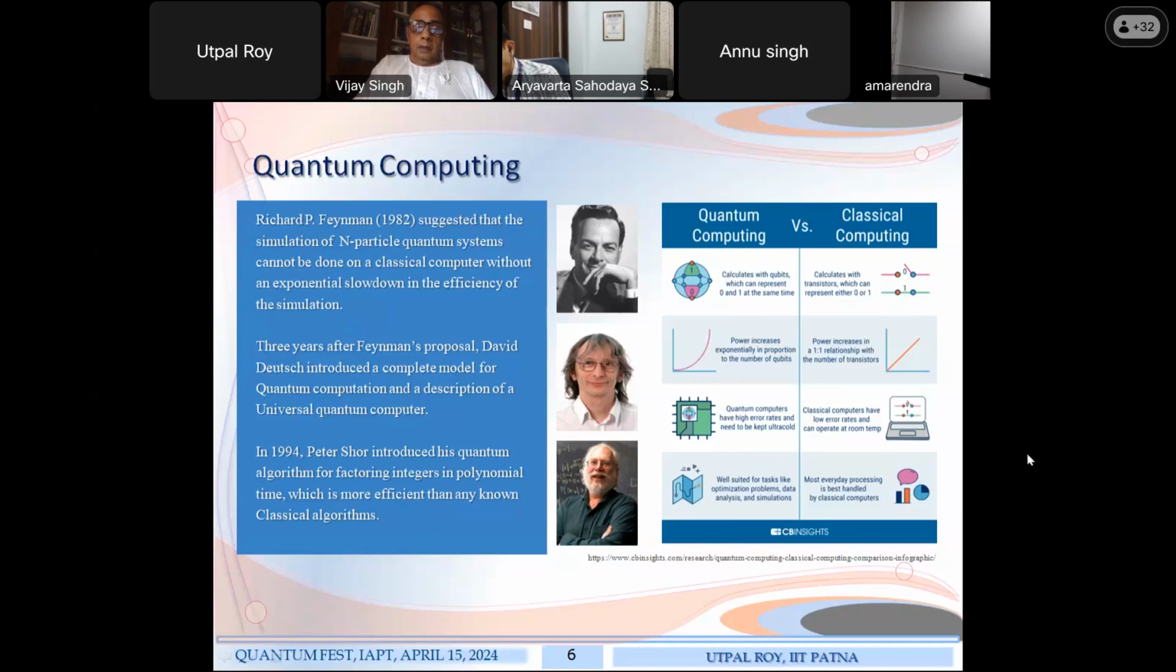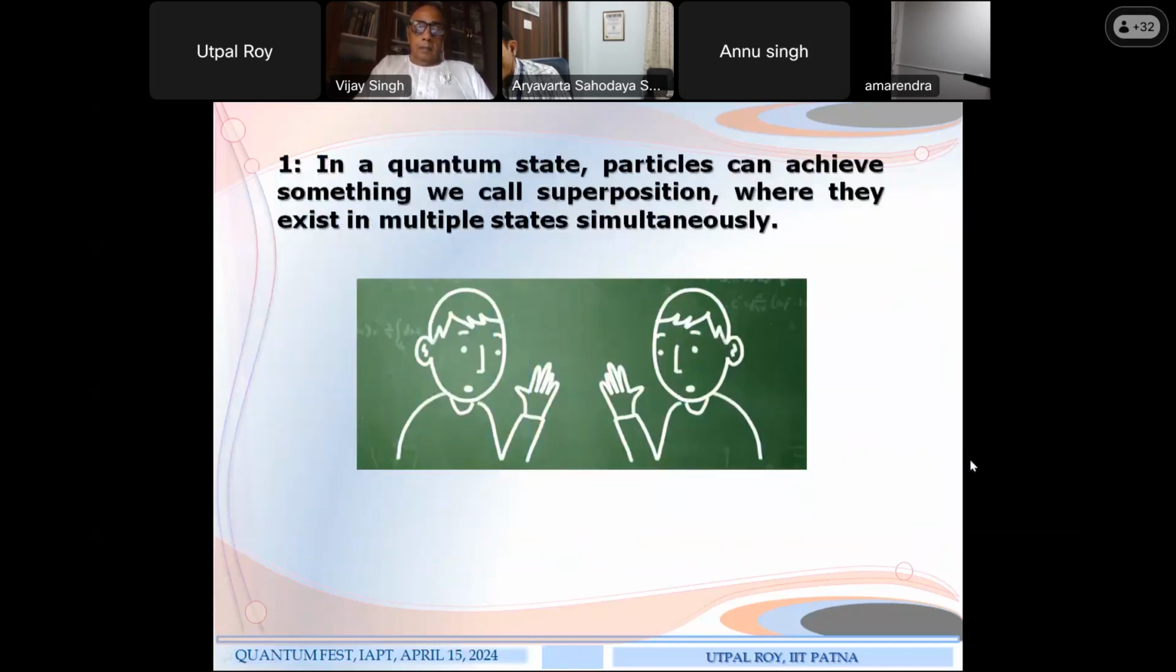So this is the status of both the computers at present. And let us now look at the things which are required. So this is called quantum superposition, which I just mentioned, and I'll be mentioning that again. So quantum superposition is number one.